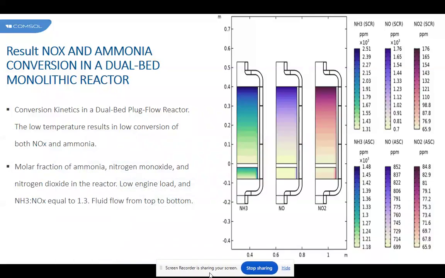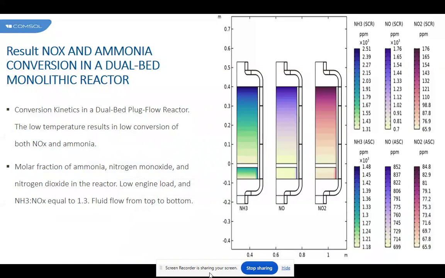In the name of Almighty God, I am Master Sankoshi, and today I want to talk about nitric oxide and ammonia conversion in a dual-bed monolithic reactor. This example illustrates the modeling of a dual-bed reactor for exhaust gas treatment in a heavy-duty diesel truck.